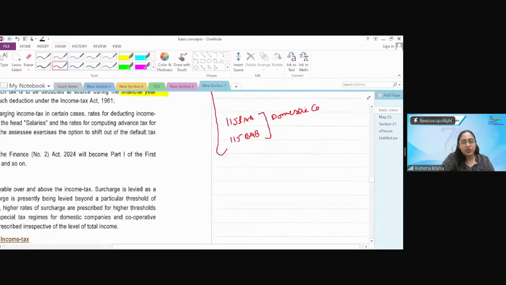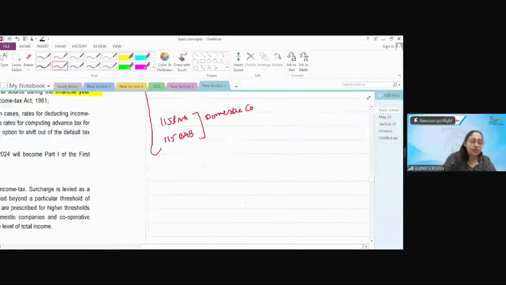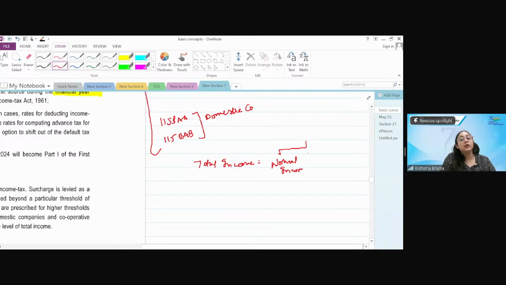Now, basic cheese. Before I go to the tax rates for each individual, we all know that in total income there can be two incomes. One is normal income, another is special rate income. So in my total income, I can have two parts, the normal income part and the special rate income part. Now on the normal income, the slab rates, if applicable, or flat rates would be applicable, which are there depending upon the SSC. Special rate income pe special rate which are there in that special section would be applicable.